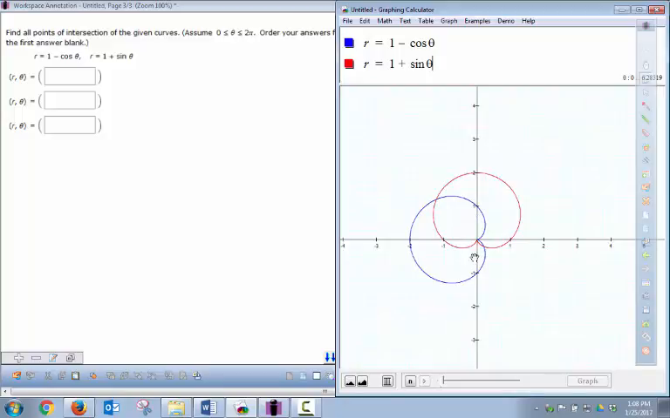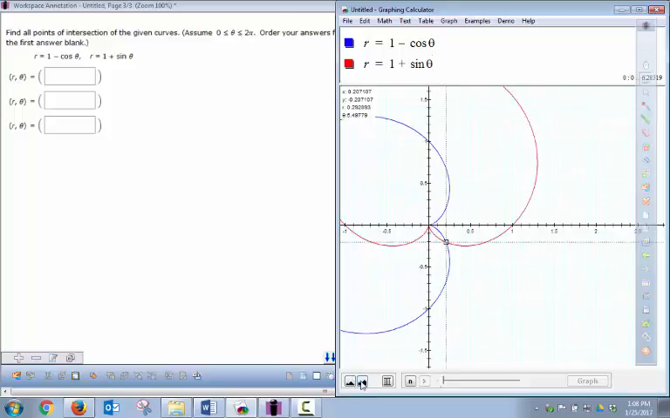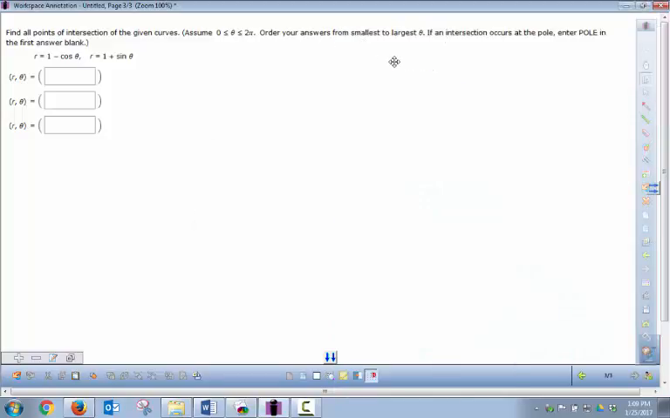So it looks like this intersects in three places. There's a clear intersection here, and another one; it looks like they intersect at 0, 0, and then there's another small one over here. If you zoom in, it looks like they would intersect there too. Order your answers from smallest to largest theta. So let's try to do this analytically first, and then we'll take a look at the picture to confirm our work.